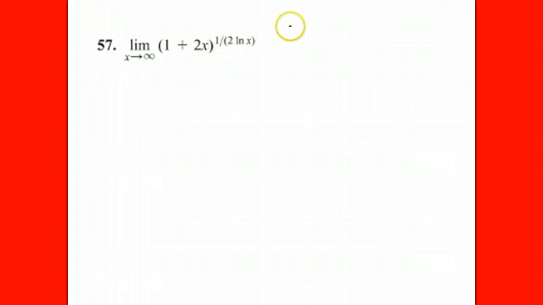What's happening is this is going towards infinity to the 0 as a power. 1 over 2 times the natural log of x goes to 0 as x goes to infinity. The numerator is constant at 1 while the denominator is getting very large. Okay, great. So it's an indeterminate power. That's a clue as to what you should do.